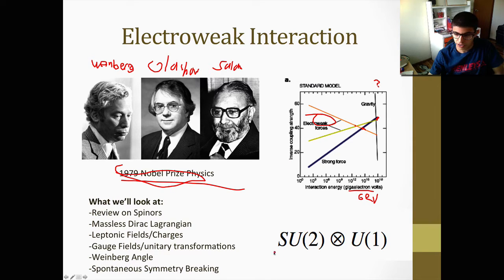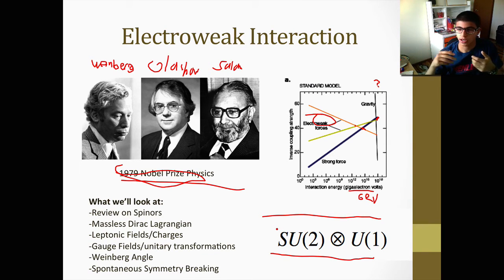Electroweak theory is formulated in this particular fashion: SU(2) by U(1), SU(2) being a special unitary matrix. The special thing about special unitary matrices that makes them special is that they have a determinant of 1 and a trace of 0, and we'll see what that is later. And U(1) is the component that represents electromagnetism.